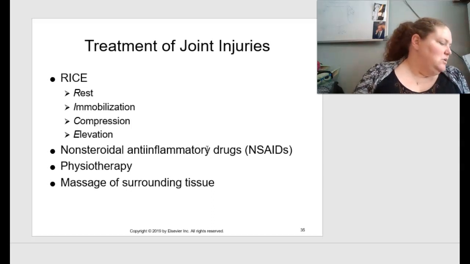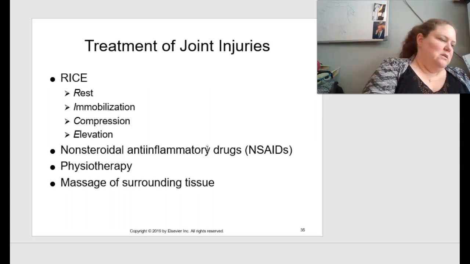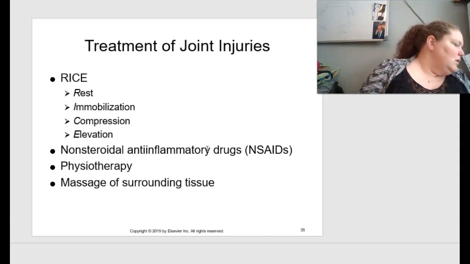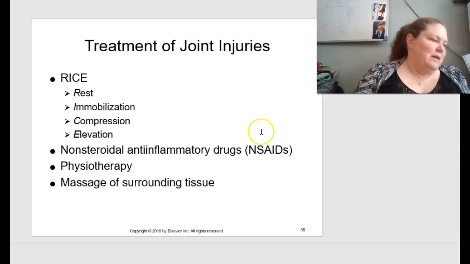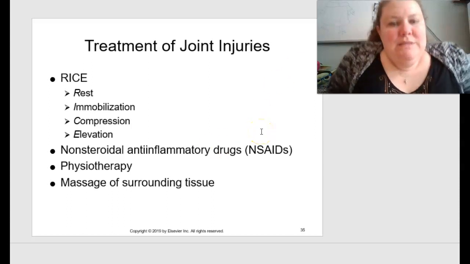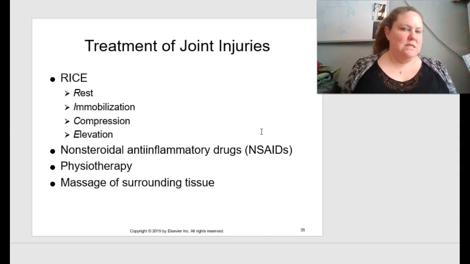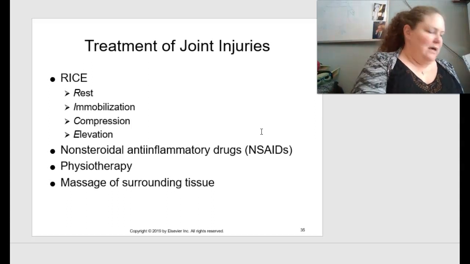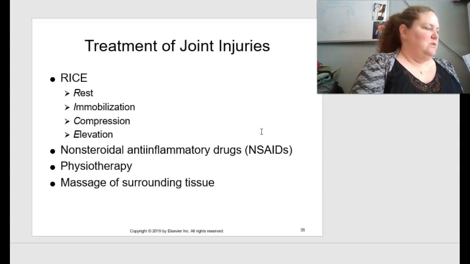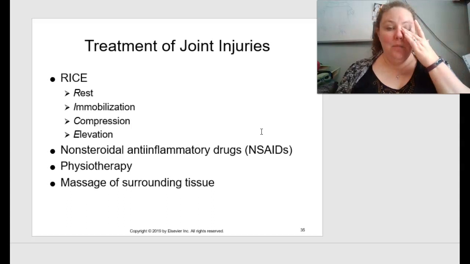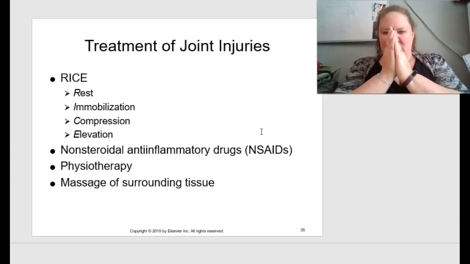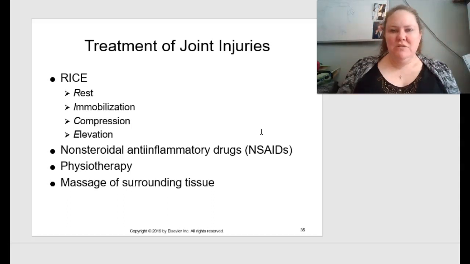So what about treatment of those joint injuries? Okay. So this would be using the RICE method of treatment. Okay. So RICE would be rest, immobilization, compression, and elevation. Okay. So if I sprain something, right, I'm going to want to raise my ankle. I'm going to want to rest on it and not really walk on it. I'm going to try to wrap it so it doesn't swell.